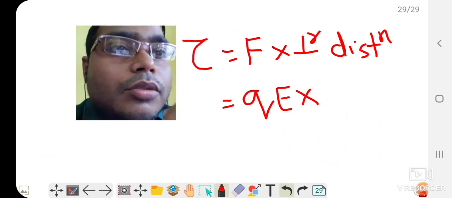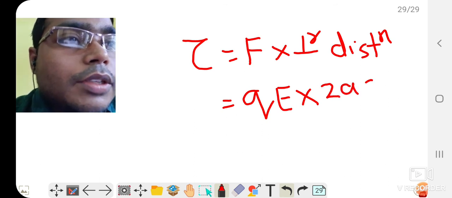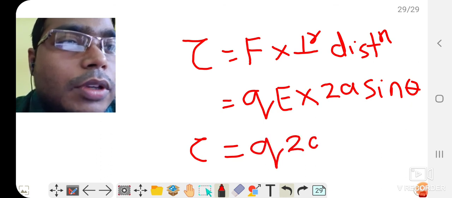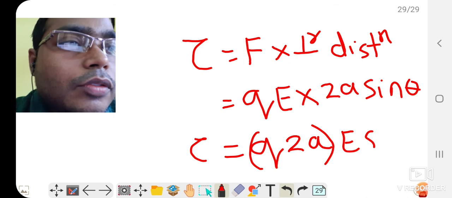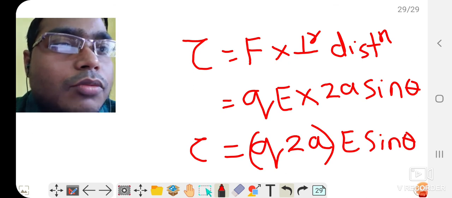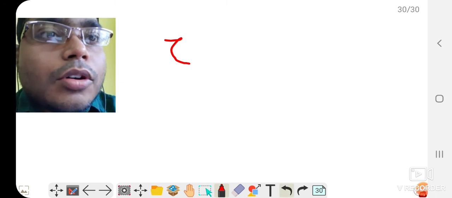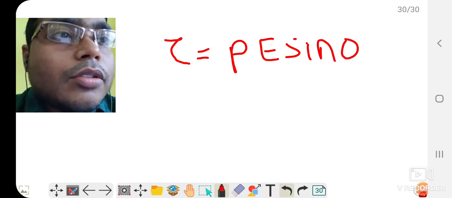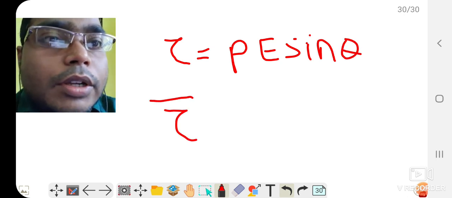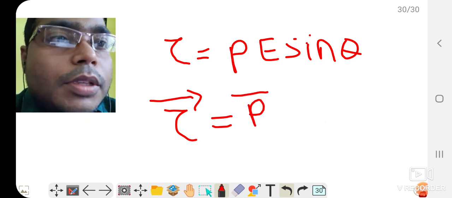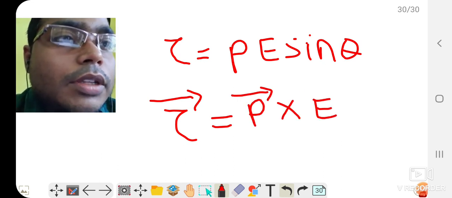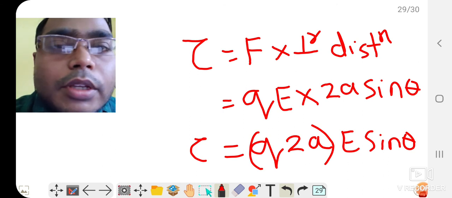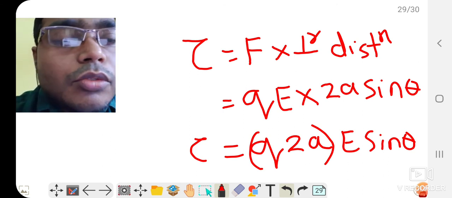So we can write this now. q into E multiplied by 2a sine theta. Then what will be the expression of torque? We can write this together: it is q times 2a times E sine theta. Again, what is q into 2a? As you all know, it is denoted by p, the dipole moment, then it is E, and then sine of theta. This is a vector quantity, so we can write tau vector is equal to p vector cross E vector, right? So this is the torque that is experienced by the dipole when it is placed in the uniform electric field.